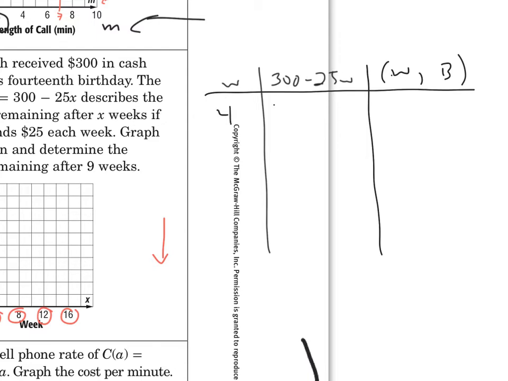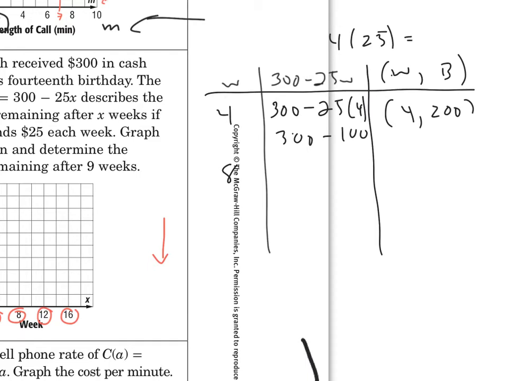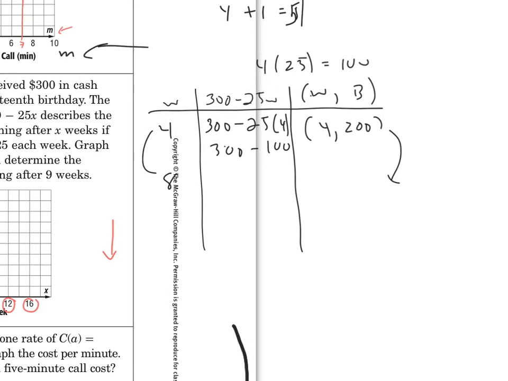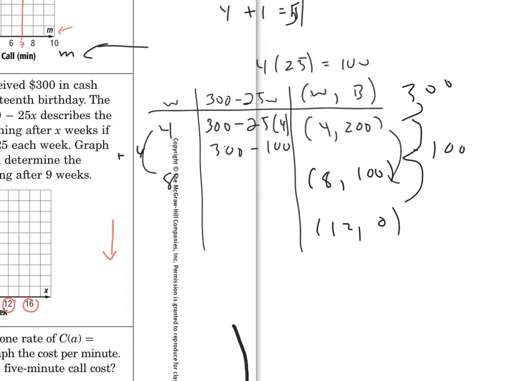If we put in 4 weeks, we get 300 minus 25 times 4. After 4 weeks, he's going to have $200, because this is 300 minus 100. Every 4 weeks times $25 a week is going to be $100. So if we're jumping 4, then we know that we're going to go down 100. So at 8 weeks, we should be at $100, and at 12 weeks, we should have nothing left in the bank. So if we started with 300, we go down to 200, down to 100, down to 0. And that's right.